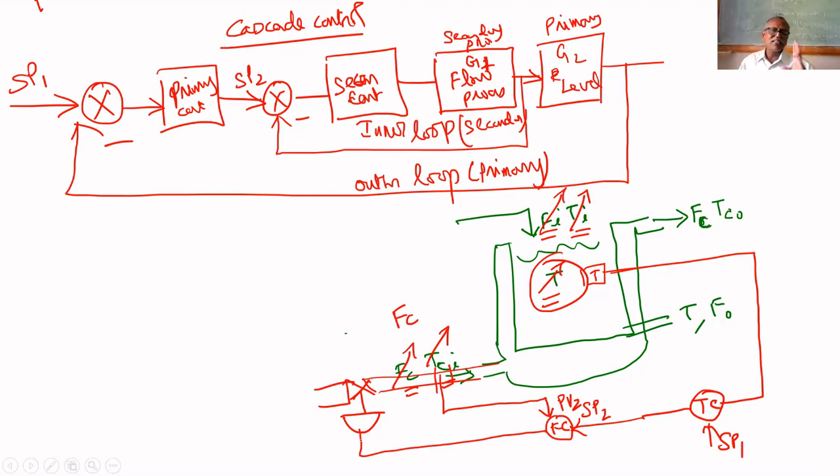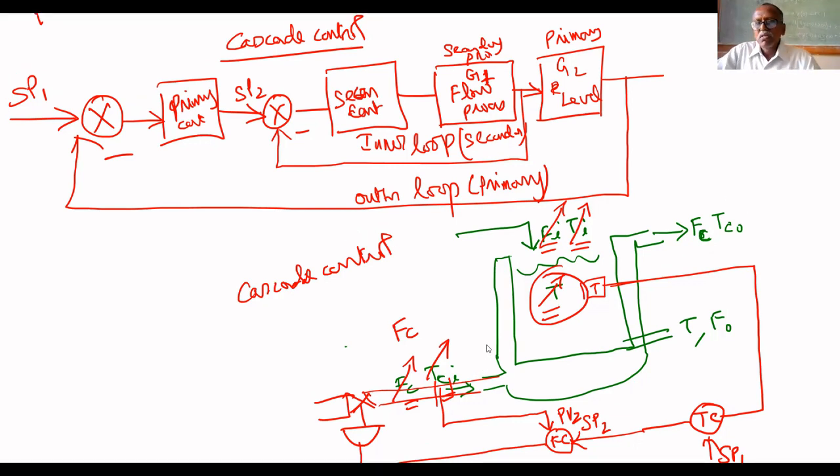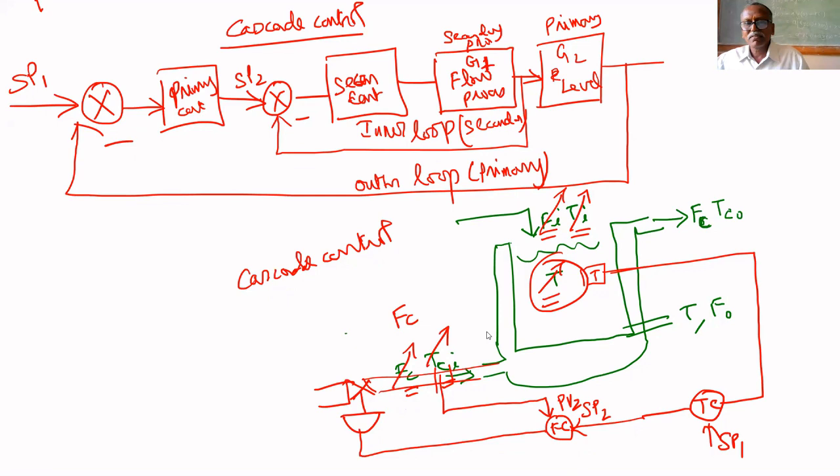Now, whenever any change in flow rate happens, it is noticed then and there and immediately corrected, because flow rate is a very fast process. That's why it will not deviate the temperature. This is another example for cascade control. We'll see how to implement this in the lab in the next class.